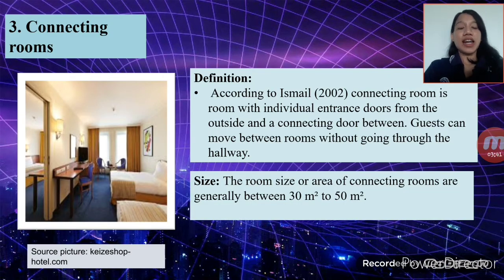Next is connecting room. According to Ismail 2002, a connecting room is a room with an individual entrance door from the outside and a connecting door between. Guests can move between rooms without going through the hallway. The room size or area of connecting rooms is generally between 30 square meters to 50 square meters.